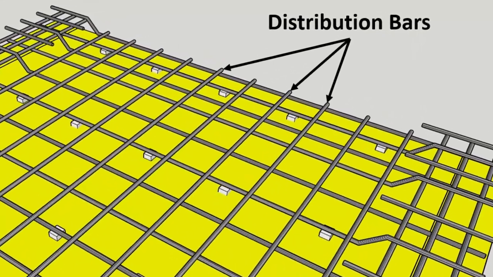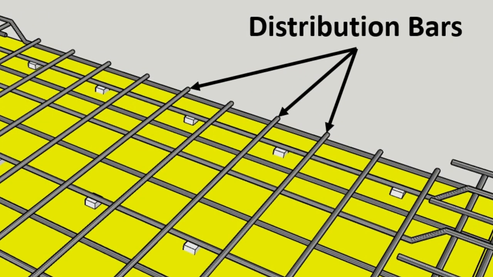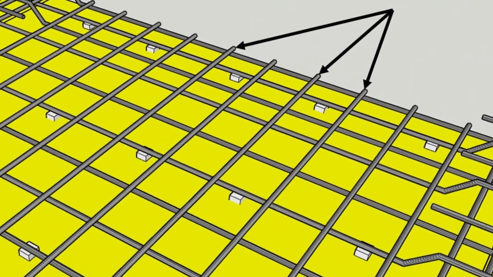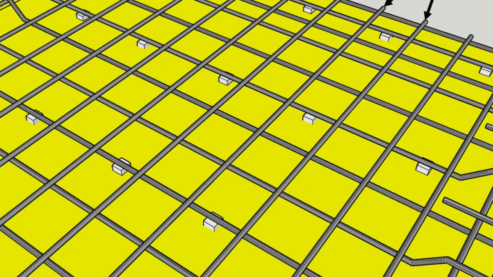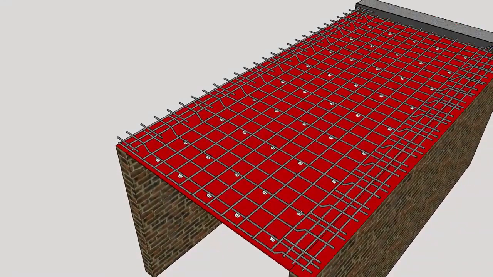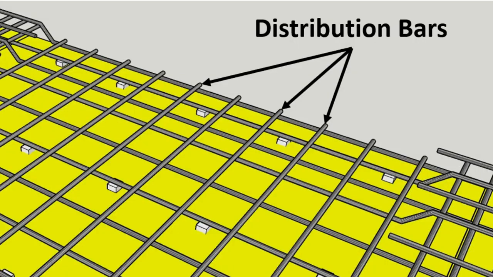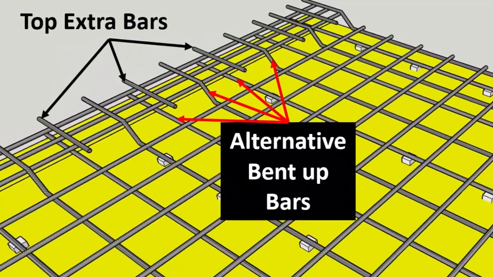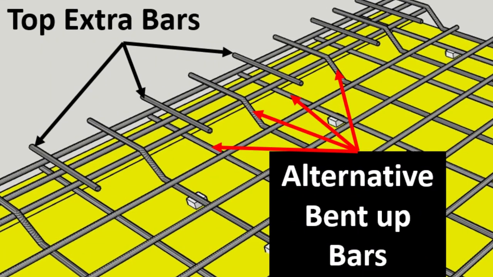If we talk about the distribution bars, these bars are provided to take care of the secondary stresses arising in the longer span due to the effect of bending. Besides this, they also take care of the temperature stresses, creep stresses, and the shrinkage stresses. One of the key functions of these bars is to hold the main bars in position while concreting. Apart from these bars, we provide top extra bars in case the main reinforcement is provided as alternate bent-up bars to take care of the negative bending moments at both the ends.